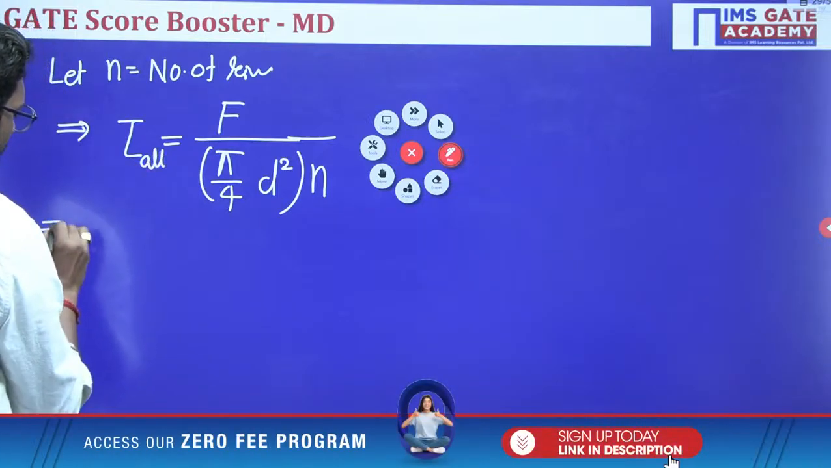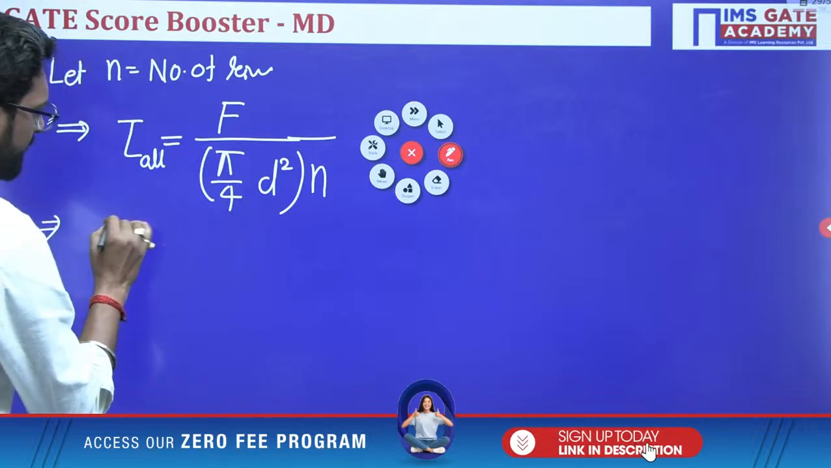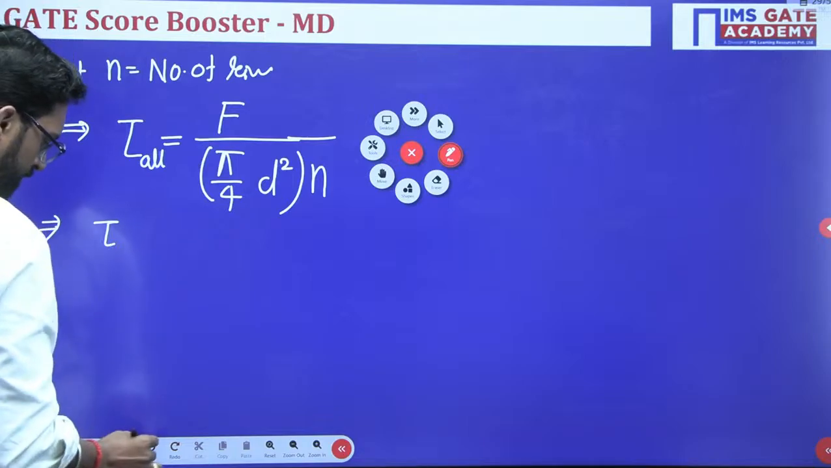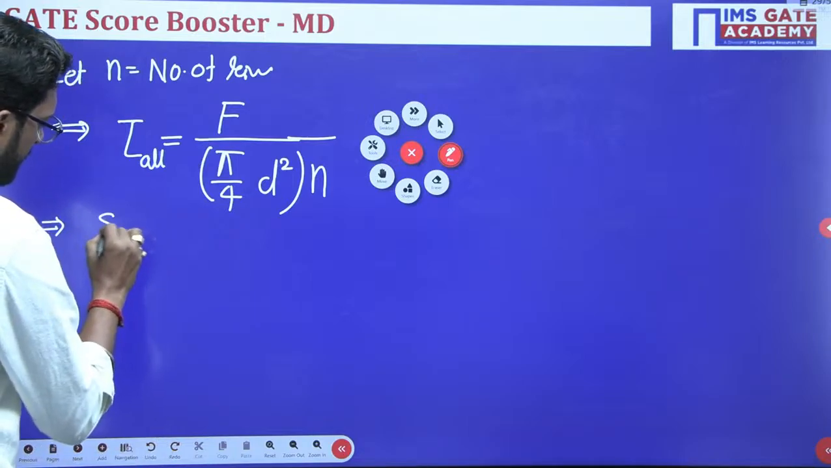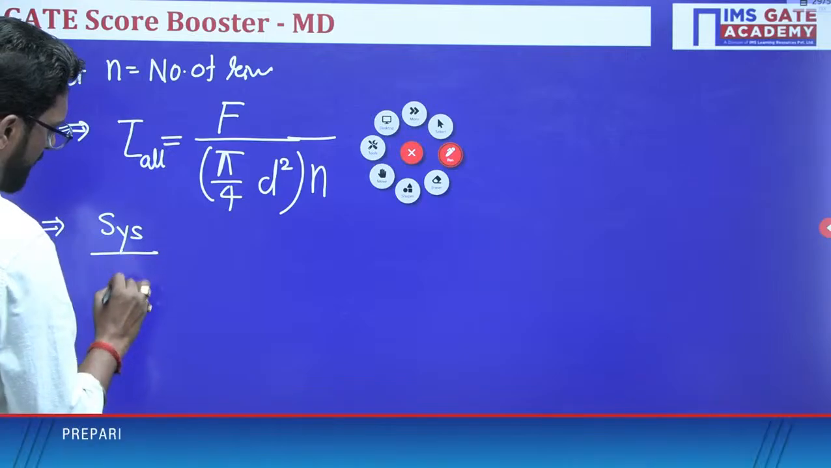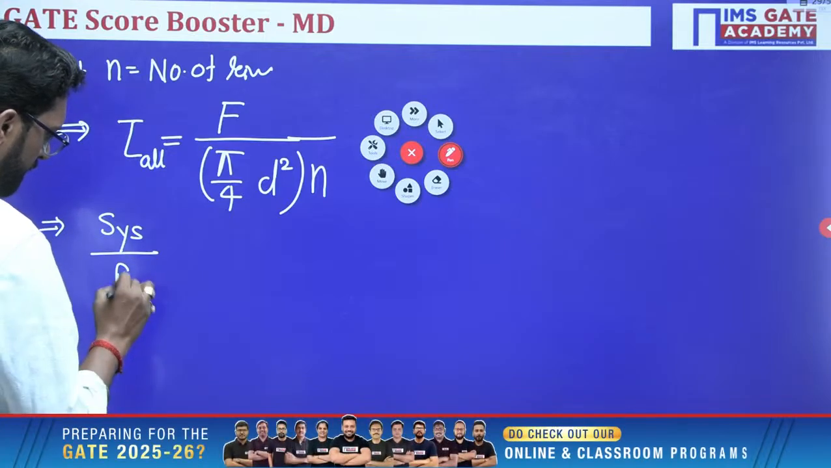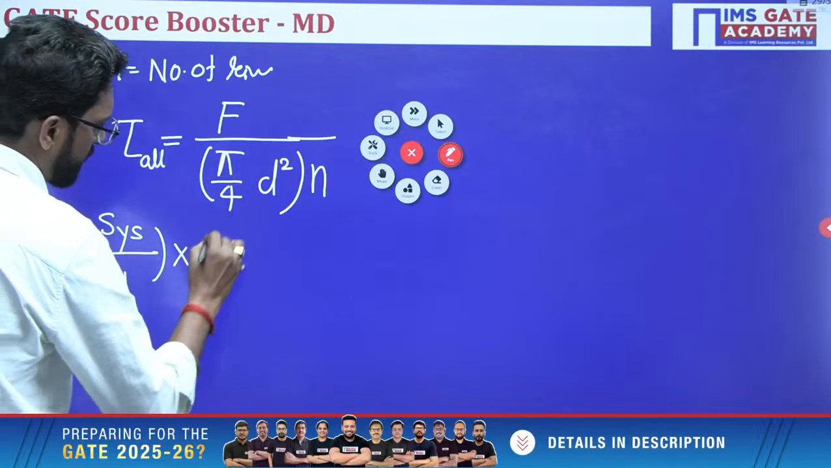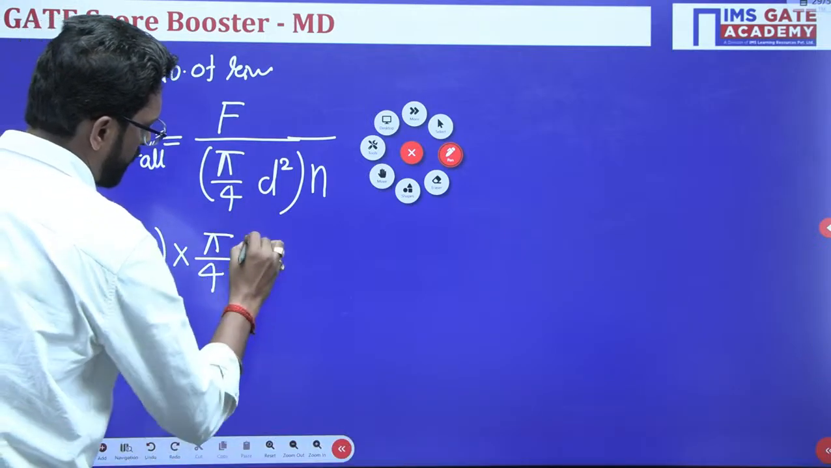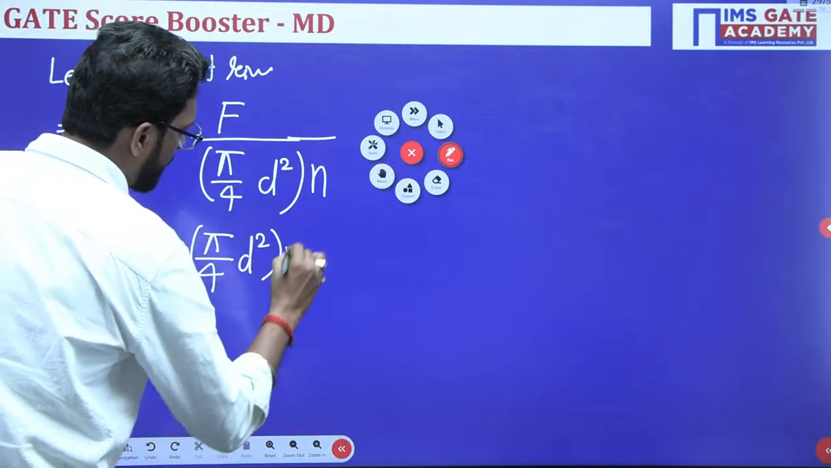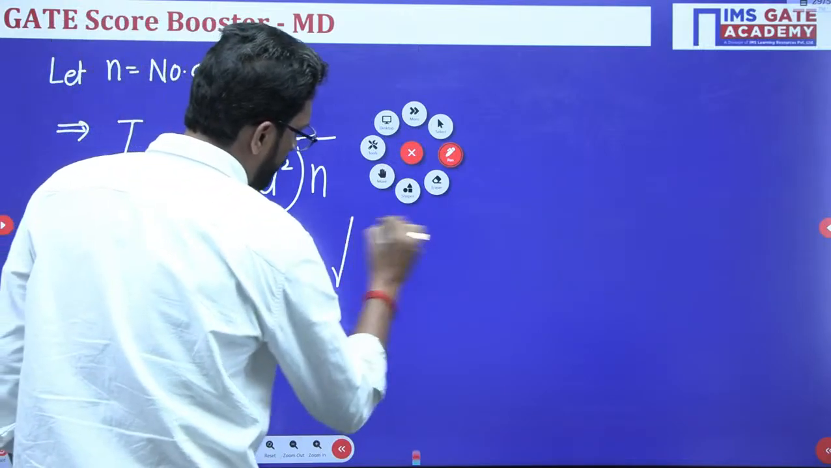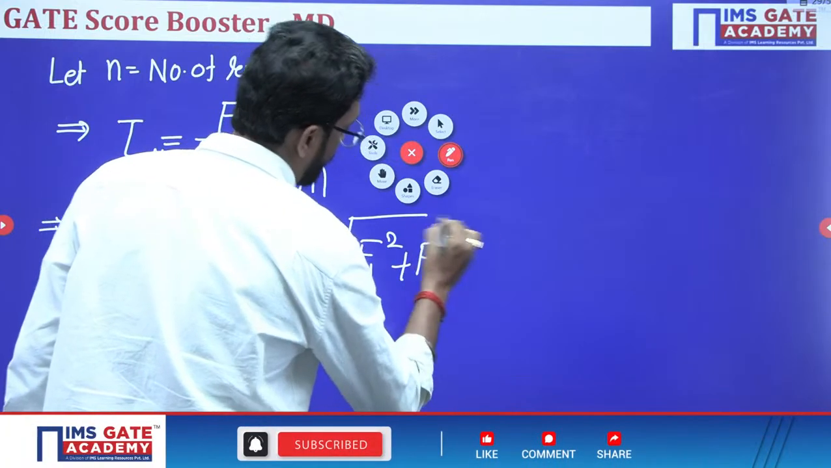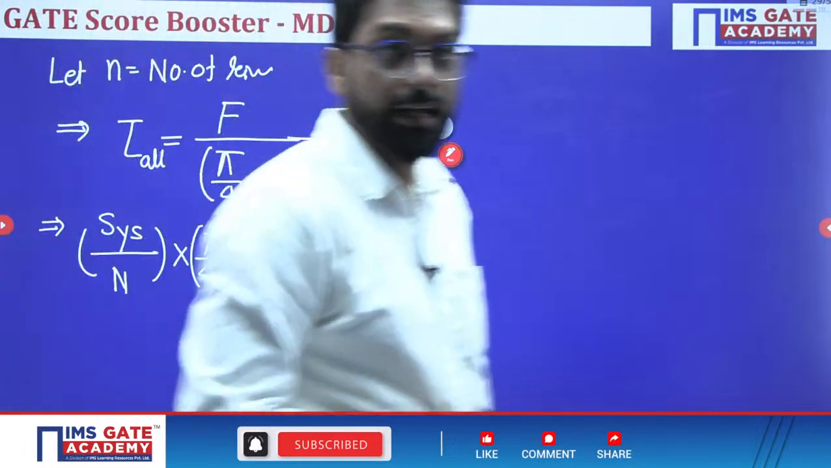And what is the allowable stress? Failure strength, that means SYS divided by factor of safety, multiplied with pi by 4 d square into n, is equal to the square root of F1 square plus F2 square. Very important, I am telling you, this is a very good problem.